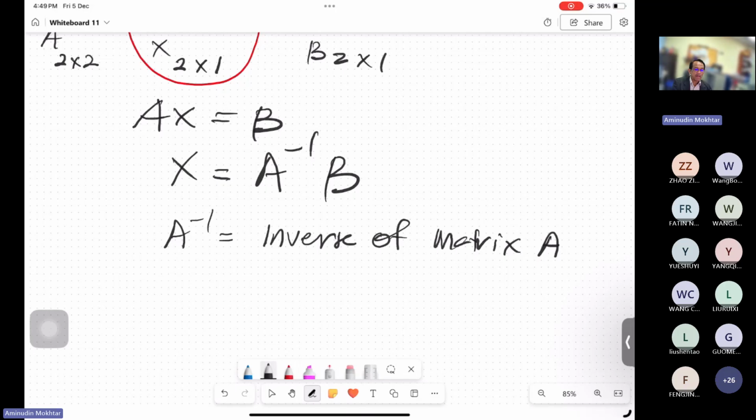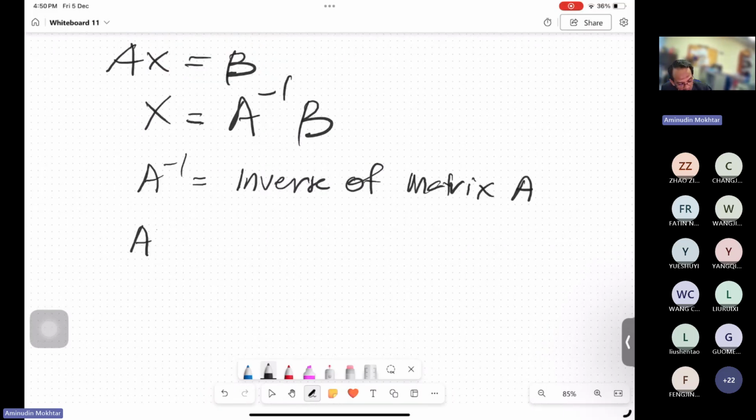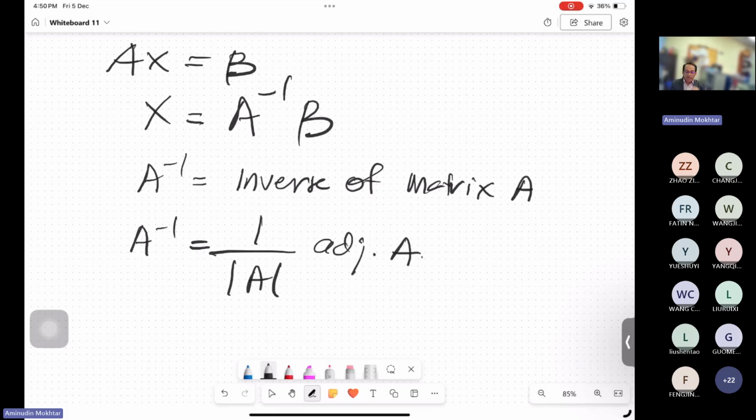How to find the matrix A inverse? A to the power of -1 is the inverse of matrix A. That is the formula you need to know. The inverse of A is 1 over this number, 1 over |A| times Adj A. There are a few concepts here you need to know. This is very important.